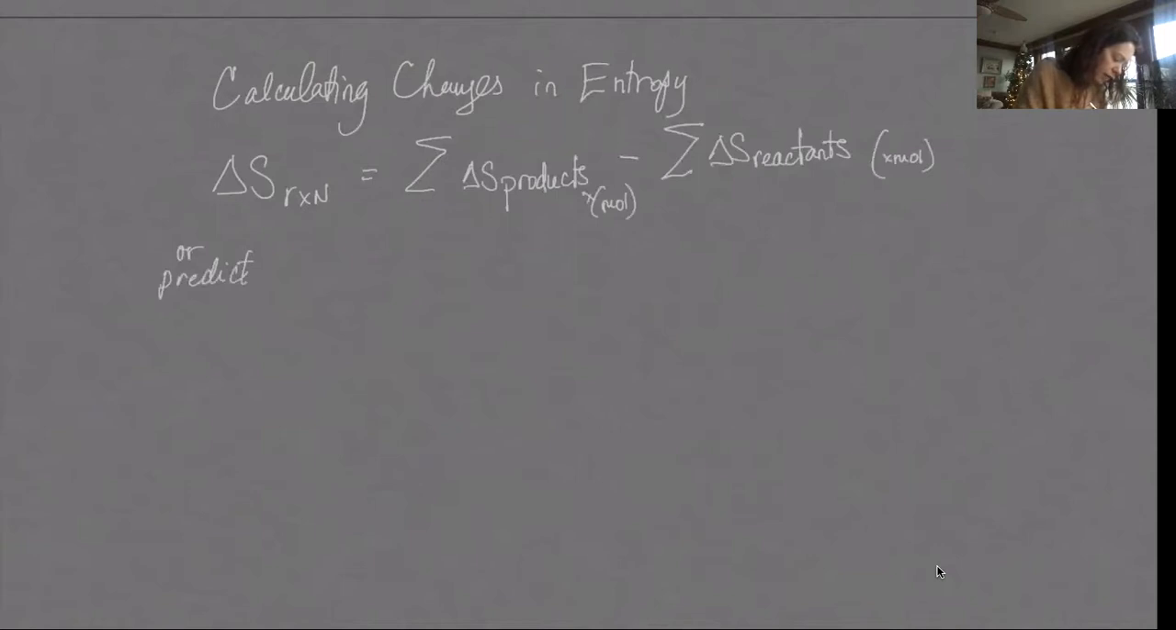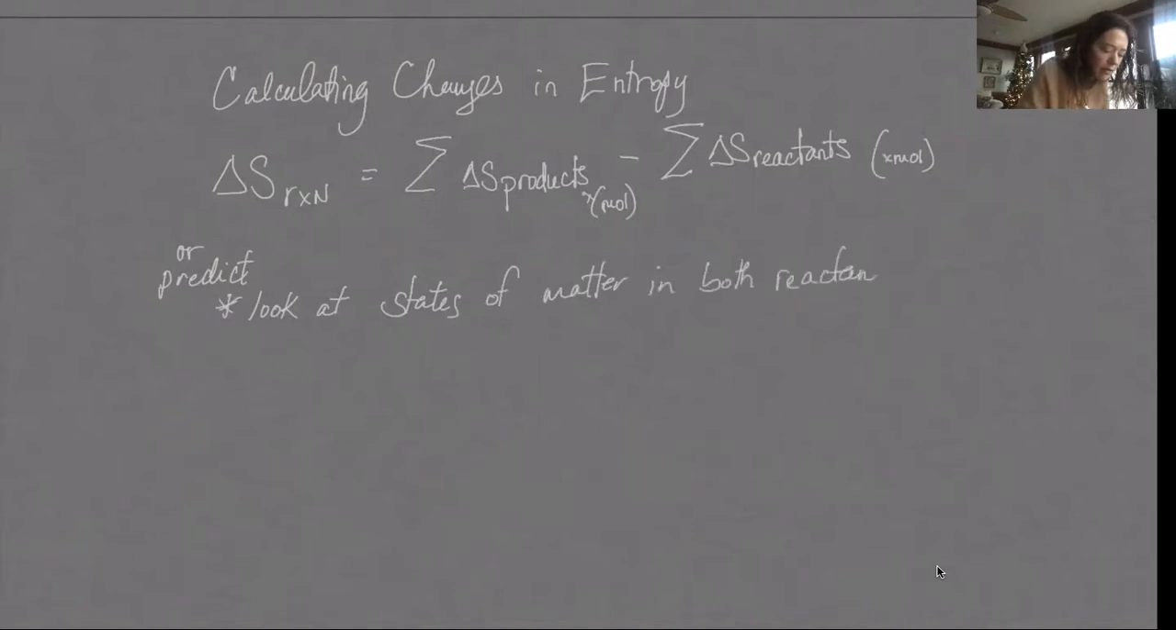So when predicting, you want to look at states of matter in both reactants and products, right? And apply what we talked about, right? Do we have solids turning into gases? Well, gases have an increase in entropy. Let me finish this. I hate it when I start writing crooked too. I'm going to let that go this morning, right?